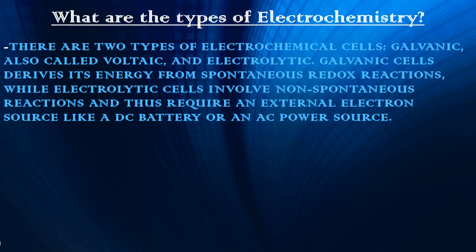The third question is, what are the types of electrochemistry? There are two types of electrochemical cells: galvanic, also called voltaic, and electrolytic. Galvanic cells derive their energy from spontaneous redox reactions, while electrolytic cells involve non-spontaneous reactions and thus require an external electron source like a DC battery or an AC power source.